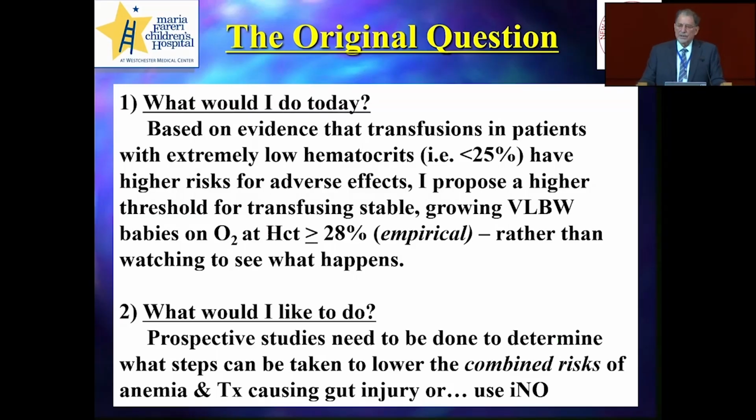And then what would I like to do? I'd like to do that randomized trial where we examine the combined risks of transfusion and anemia. It became increasingly difficult because these days everyone uses the EPO when, at least in our service, we begin to use it when the baby becomes anemic, below 28, and the retics are not increasing.